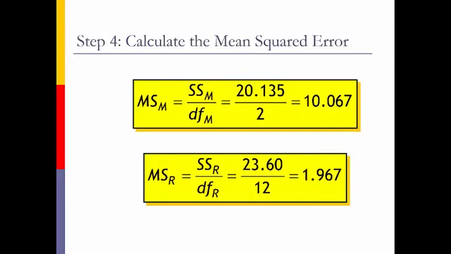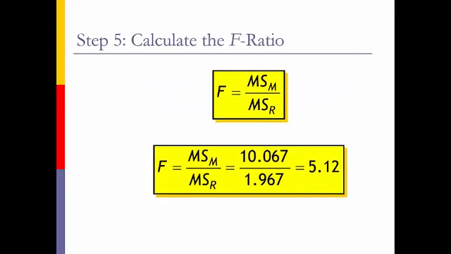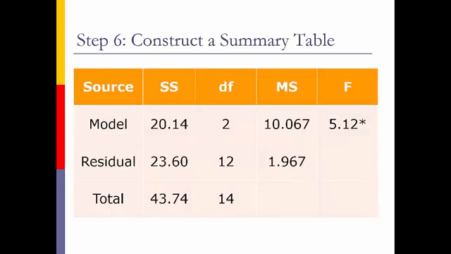We can also calculate the mean squared error and the residual squared error, so the MSM and the MSR, and then calculate the F ratio. This should be very similar to what we talked about when we were doing a regression. And then we construct our summary table. So now we have our F is 5.12, and that asterisk indicates it's significant.